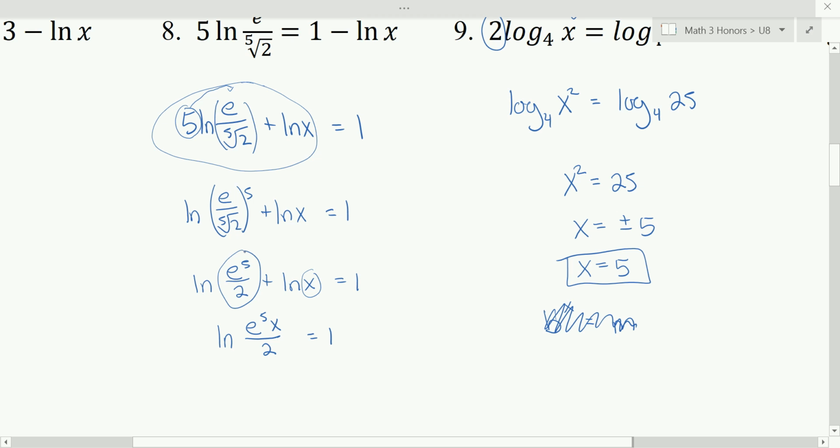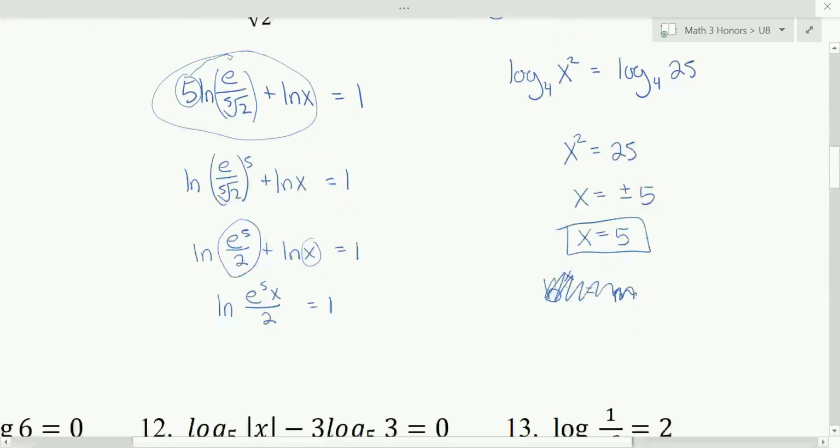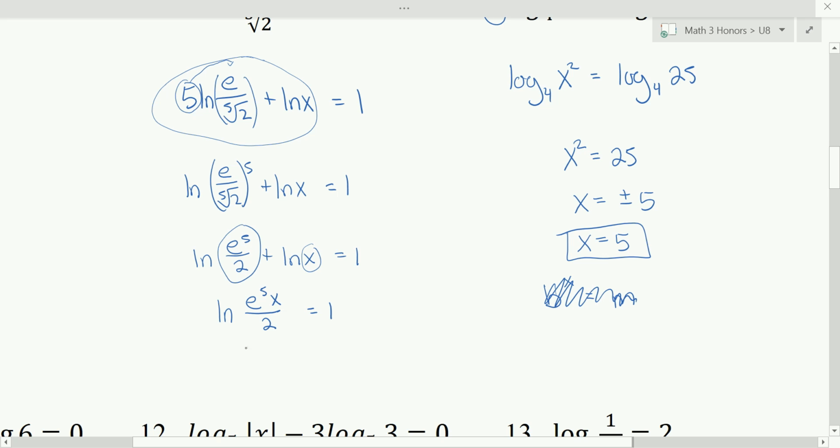What do you do if you have a log on one side and no log on the other side? Change it to exponential form. What would it be? What would exponential form be, guys? E, because that's the little base here, to the power of 1. So e to the power of 1 equals this whole argument.